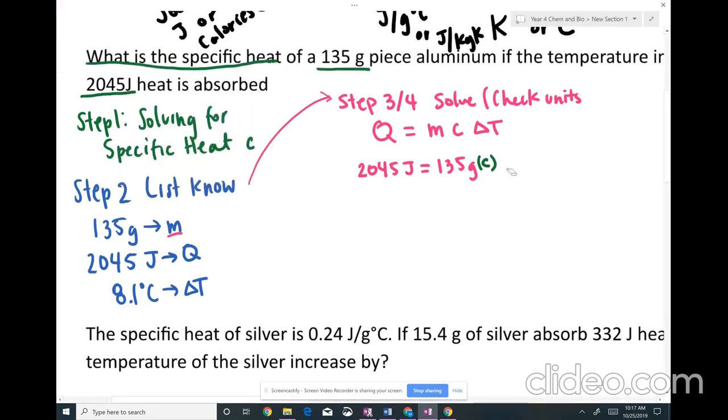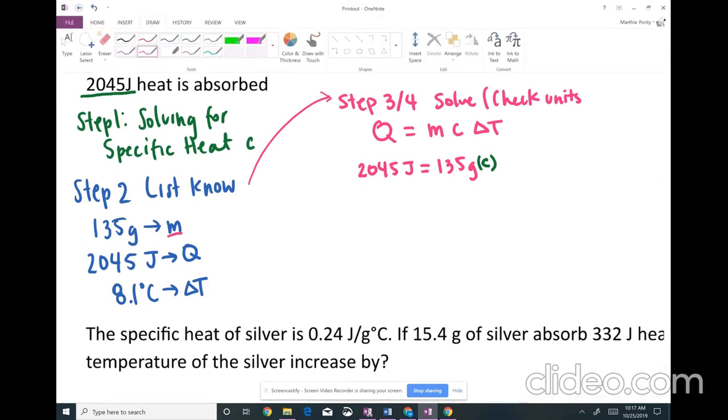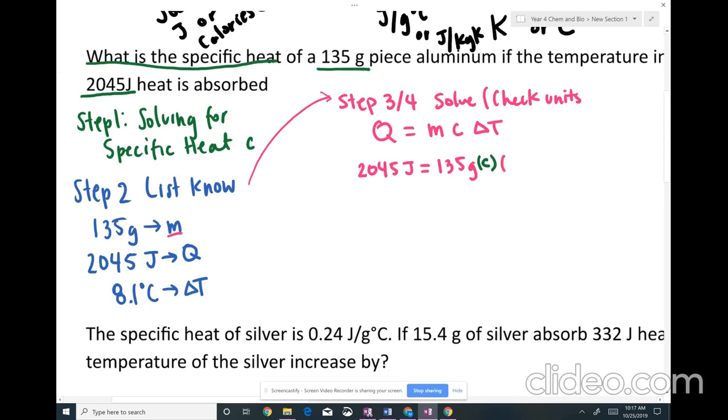Oopsies. And then I have my delta T, which is 8.1 degrees Celsius. So I'm going to put that there. You guys will see that I didn't drop any of the units. Okay, so now I'm going to type the stuff in. So now I'm going to do a little bit of math.